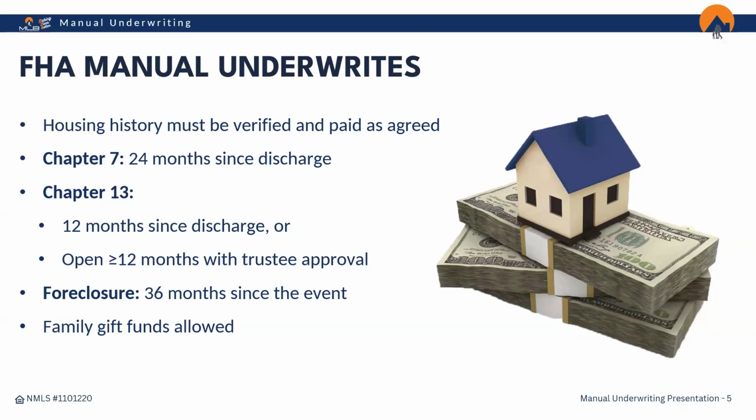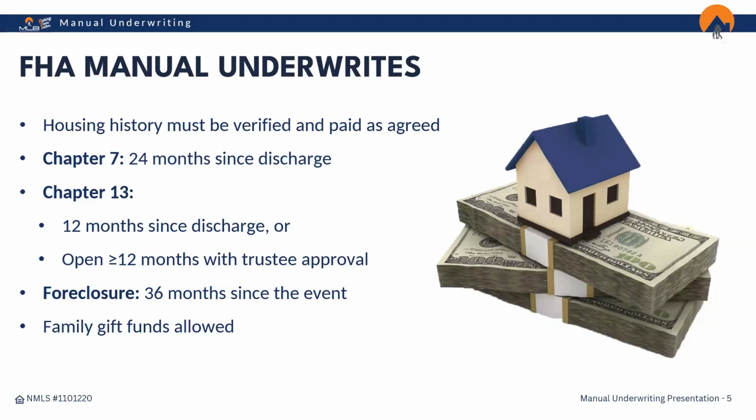FHA also has specific seasoning requirements when it comes to major credit events. So, for example, your Chapter 7 bankruptcy requires 24 months since the discharge date. Now, when I talk about each of these credit history items, and we're talking about FHA, the big piece here is your FHA case number, and it's based around when that FHA case number has been assigned. So if they have a Chapter 7, a Chapter 13, a foreclosure, any of those items, that case number cannot be created until we've hit the seasoning period based on the discharge date.